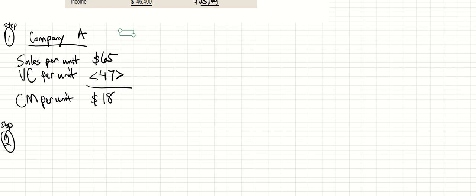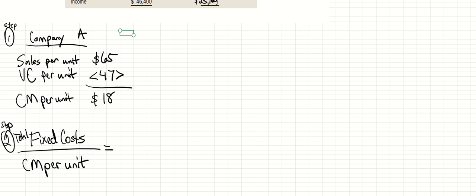Step 2, we now can go ahead and determine what our break even in units is going to be, or what needs to happen in order for the company to break even. So the company needs to figure out how many units need to be sold in order to break even. Okay, so the formula for that is going to be total fixed costs divided by contribution margin per unit. So CM per unit.